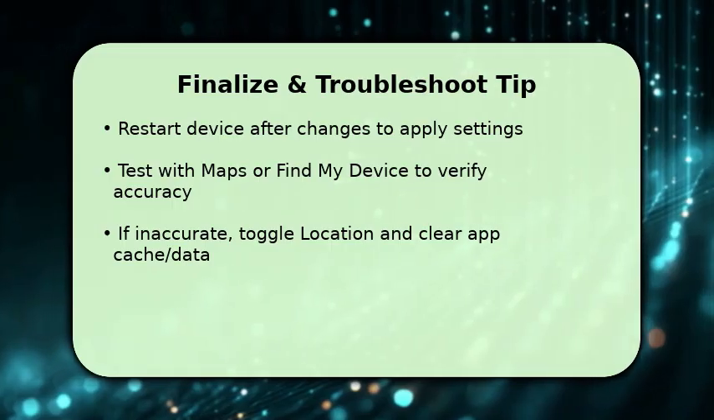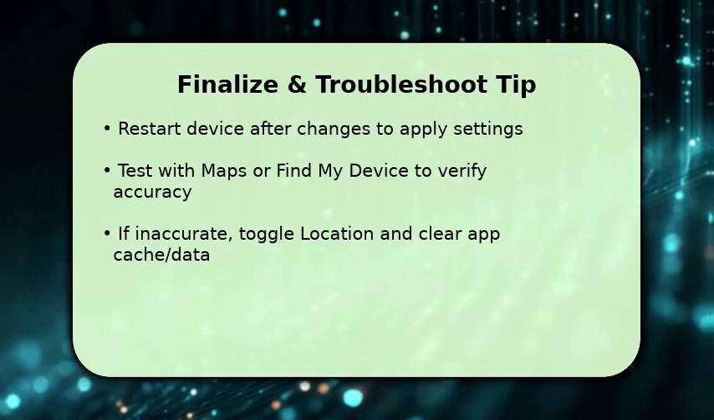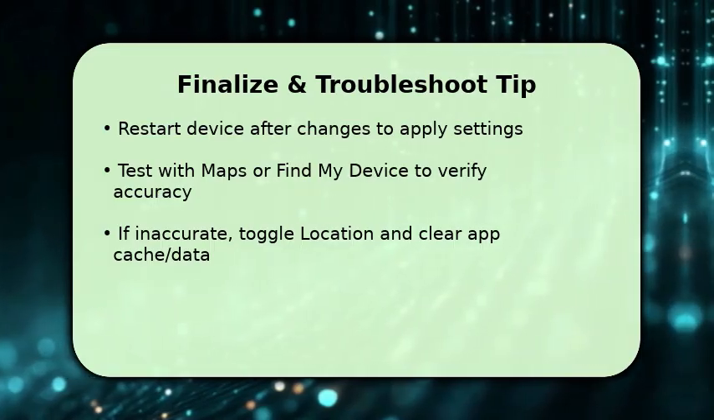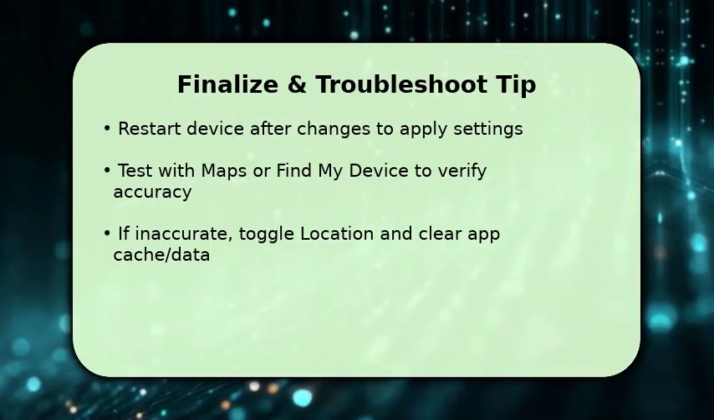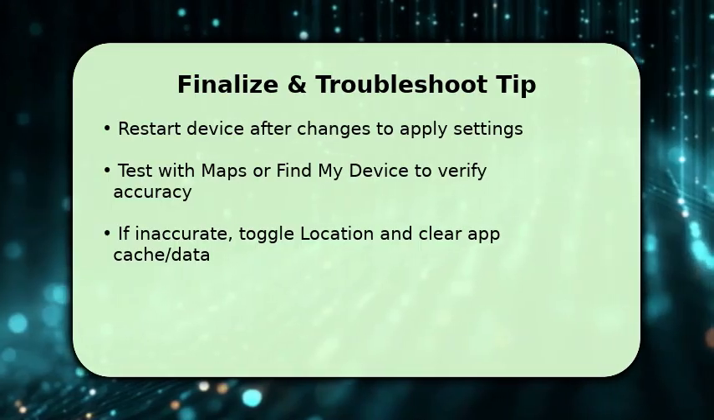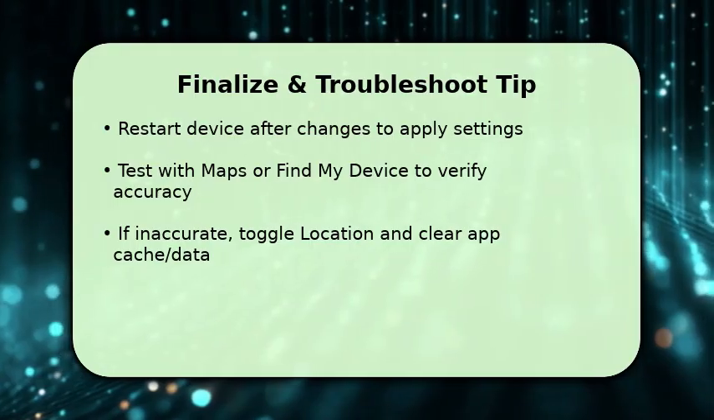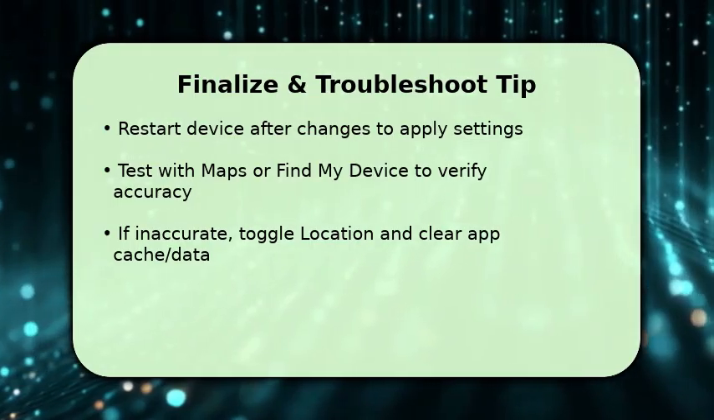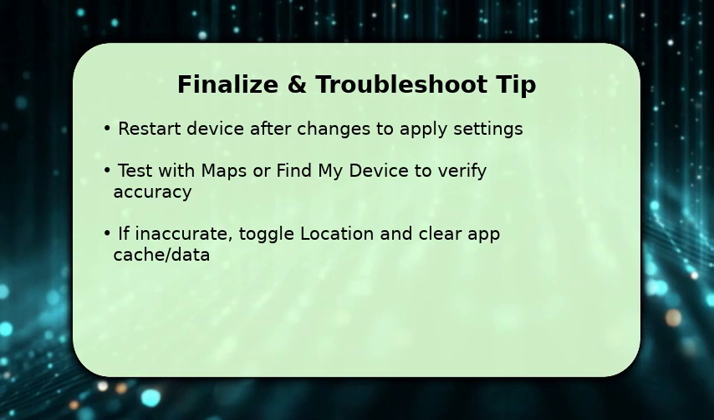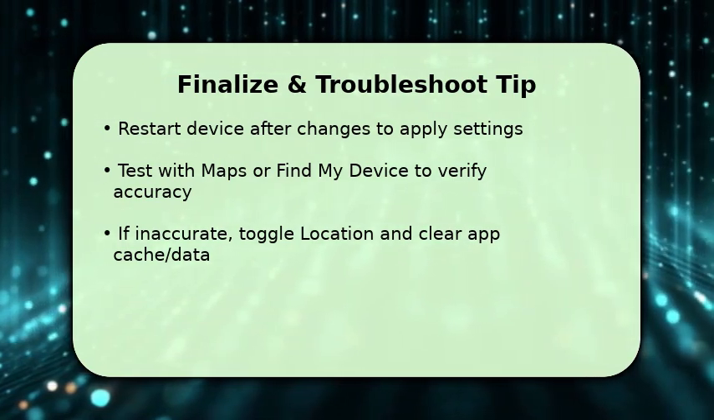A reboot often applies permission changes and clears transient faults. Then test location with Maps or a Find My Device feature to confirm accuracy and that apps report your position. If the location is still off, toggle location off and on again and clear the affected app's cache or data to remove stale coordinates.